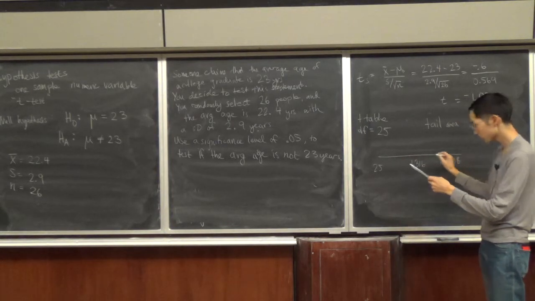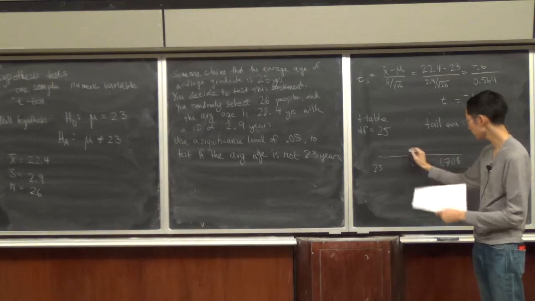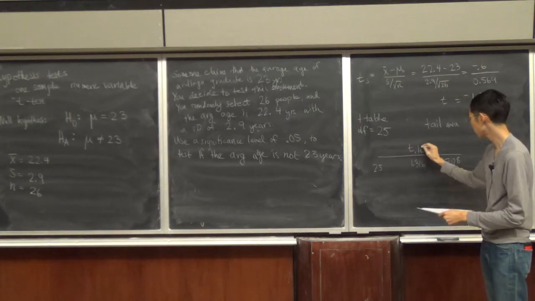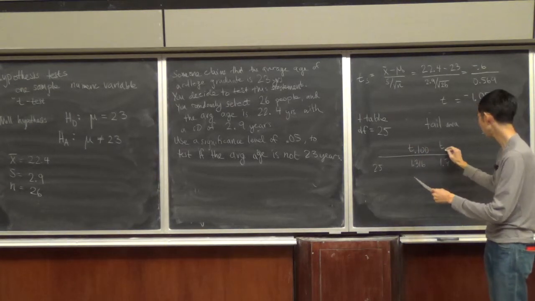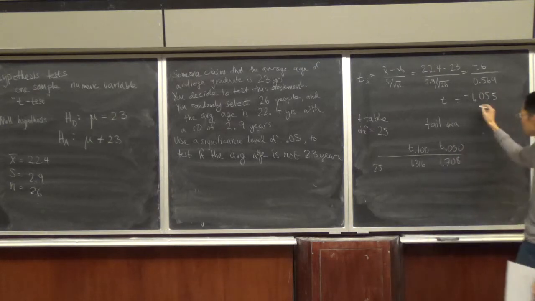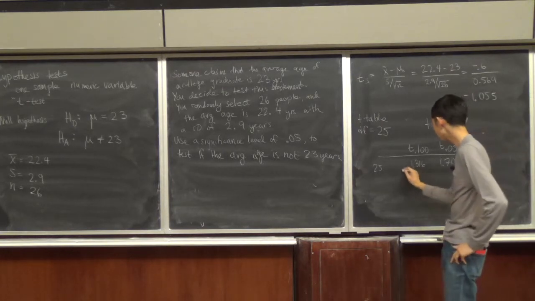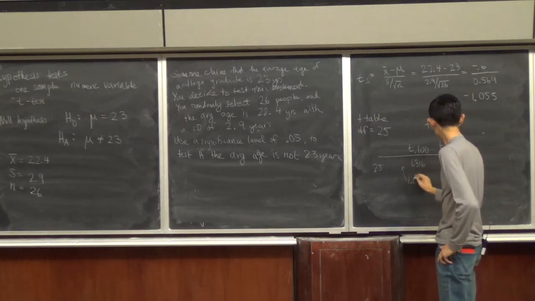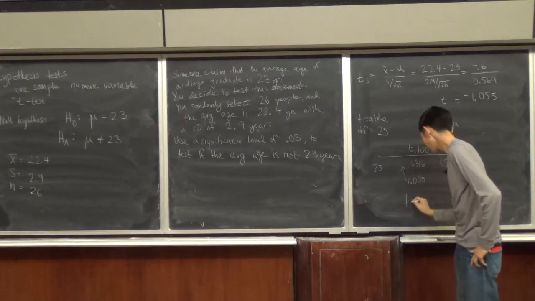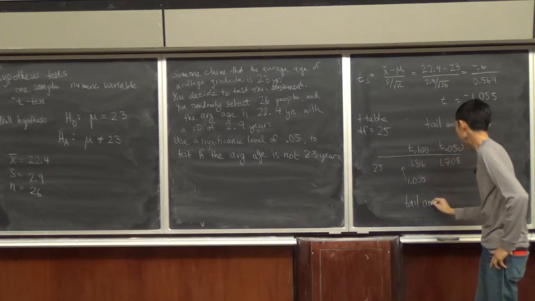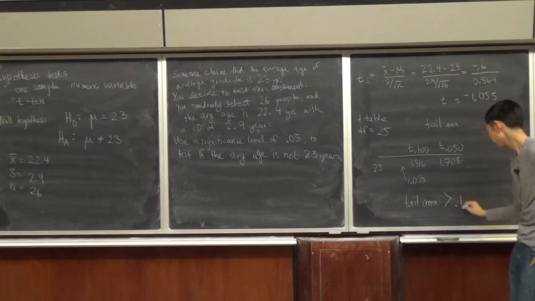And what's the next number that we see? 1.708. And what's the number that corresponds to 1.316? T.100. And over here I have T.050. And I'm looking for 1.055. So is the tail less than 0.100? Not less than 0.100. So I get my tail area is greater than 0.100.